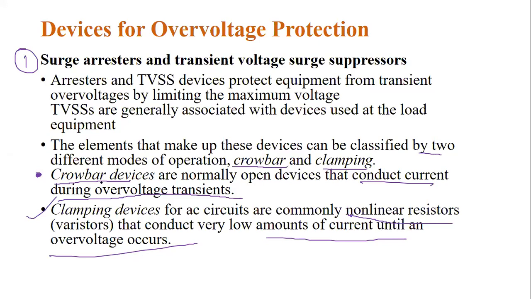A crowbar device is normally an open device that can conduct the currents during the over voltage transients. Then what does the clamping device do? Clamping devices for AC circuits are commonly non-linear resistors. Those are non-linear resistors that conduct a very low amount of current until the over voltage is suppressed.